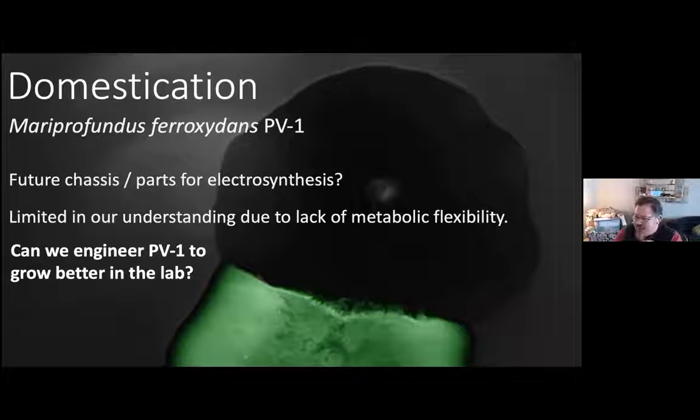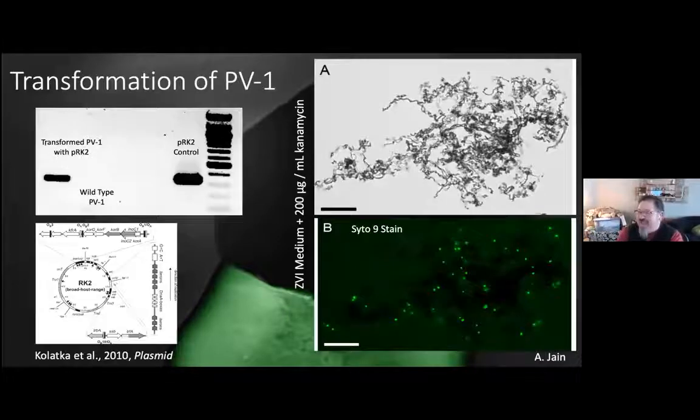And again, if we understood what those genes were, there's all sorts of things that we can do with that. And so we began trying to develop some genetic methods. Here's our first success at getting these guys transformed with a plasmid that's shown here. Getting DNA into a cell is the first step to being able to do genetics.